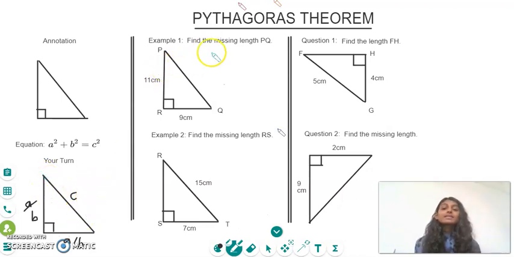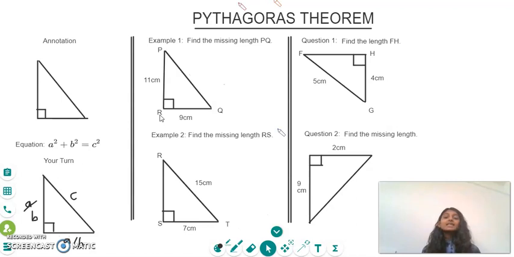So now applying this to example 1. Find the missing length PQ. We're going to first check whether they satisfy the 2 principles. Is this a right angle triangle? Yes, it is. Why? Because we can see a right angle right here, and you can see that, which makes it a right angle triangle. Okay, the first principle is satisfied.